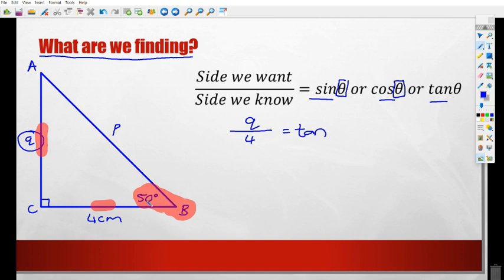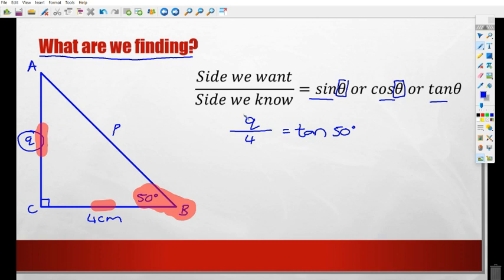So we know what the angle is. We're working with the 50 degrees. We're working with the 50-degree angle. Opposite the 50-degree angle is my Q, and adjacent to my 50-degree angle is the 4, which is tan. So you can just pop that in your calculator.